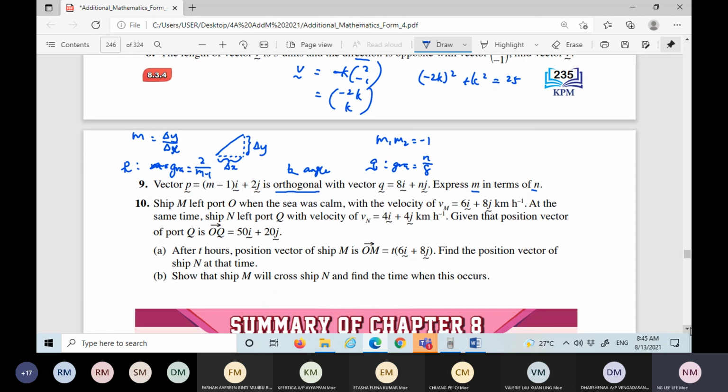Now we look at number 10. Corrections: here you have a negative, put a negative. If not, your answer will not be the same as the answer at the back.